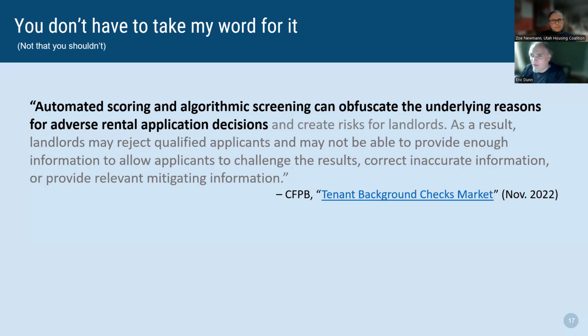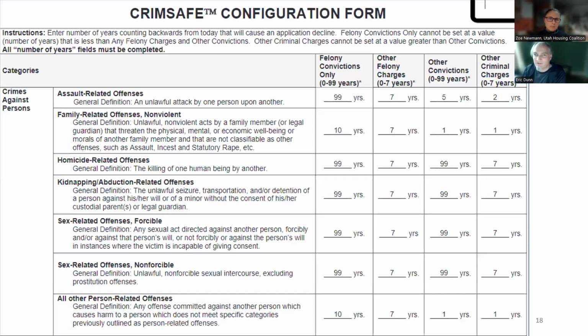One of the other issues when landlords are using these types of systems and offloading the analysis and the decision to these screening companies instead of doing it themselves, is that it makes it very difficult to figure out, if you got denied, what the reason was for that. And if there was some kind of error that you could respond to, it's difficult to figure out what that error was, or what kind of information would potentially change the landlord's mind. Here's another example of one of these decision worksheets that landlords fill out.